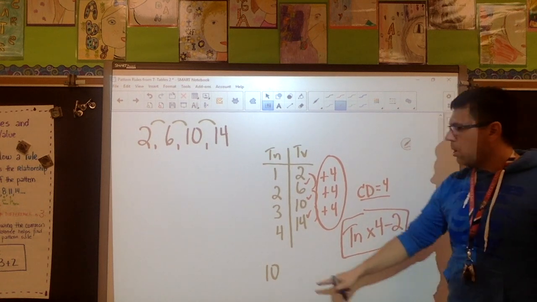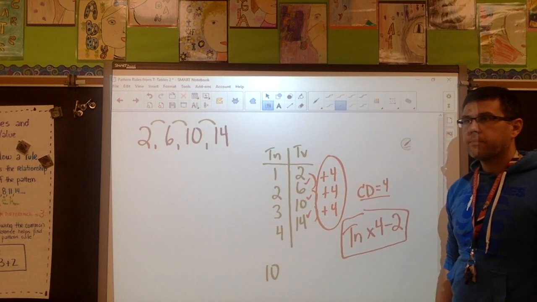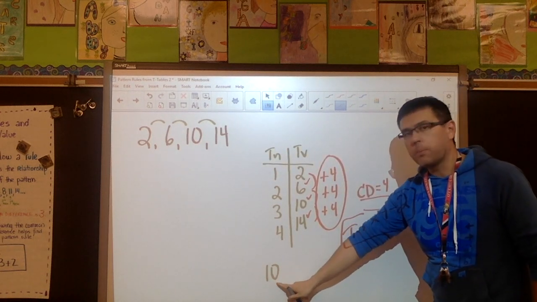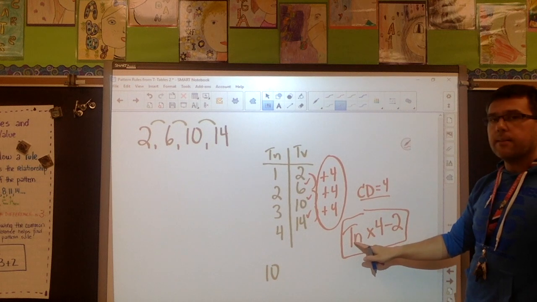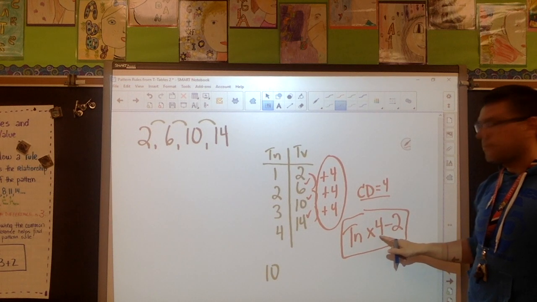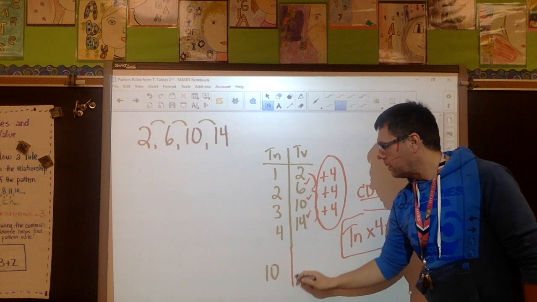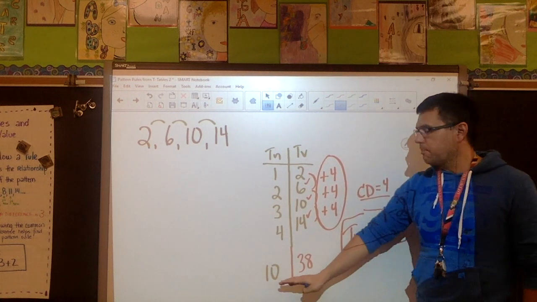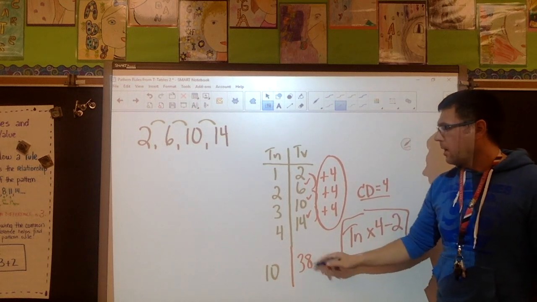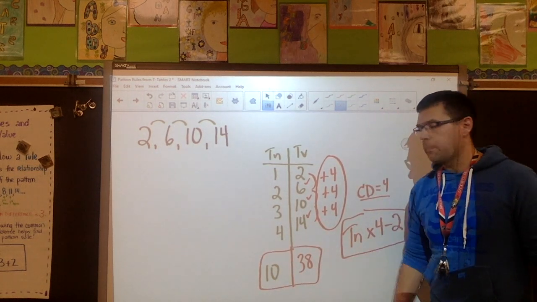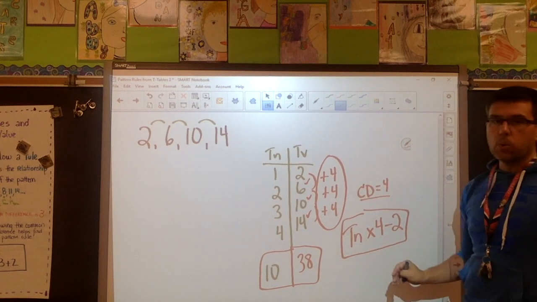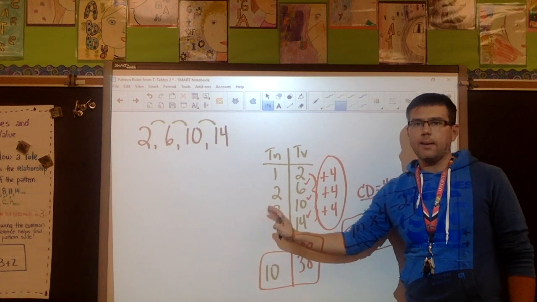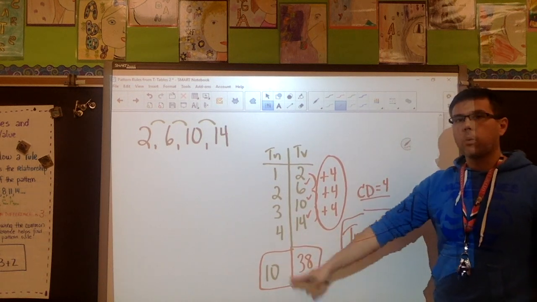So if that's the rule, what's the 10th number in the pattern? If I increase this all the way up to 10, what would be this 10th number? Well, let me just put it into my pattern. 10 times 4 is 40. Minus 2 is 38. The 10th number in this pattern would have to be 38. Notice how that's a much faster way of figuring out any number in the pattern once you know the rule, instead of having to increase this table all the way to 10 or 30 or a million or whatever.